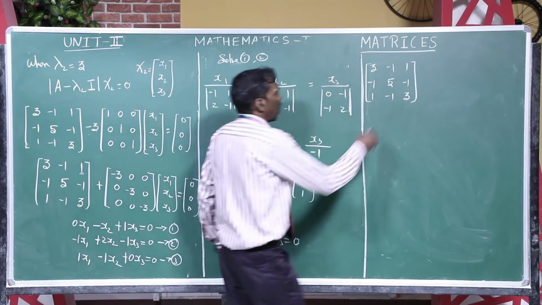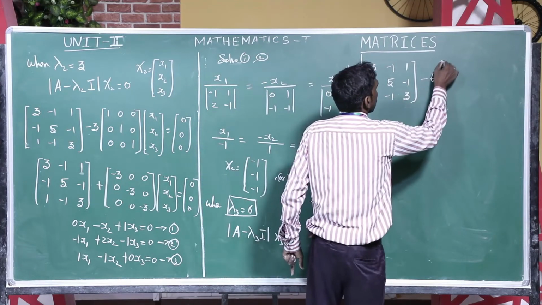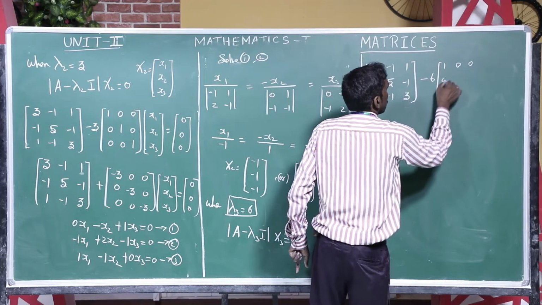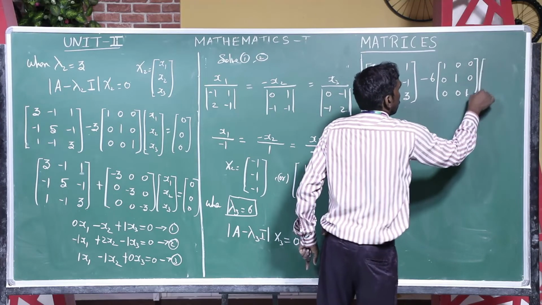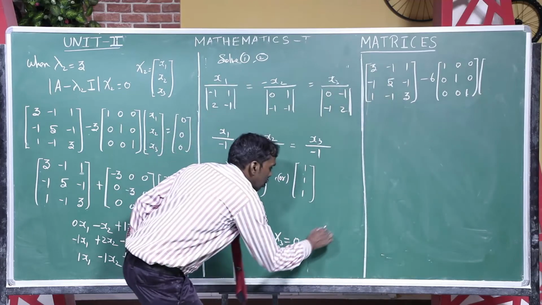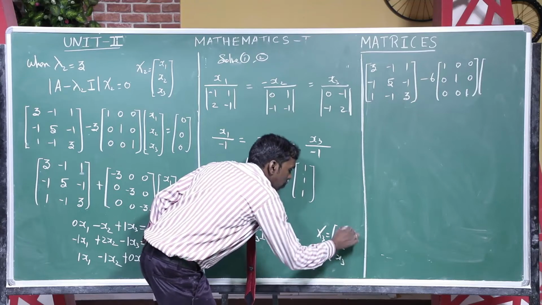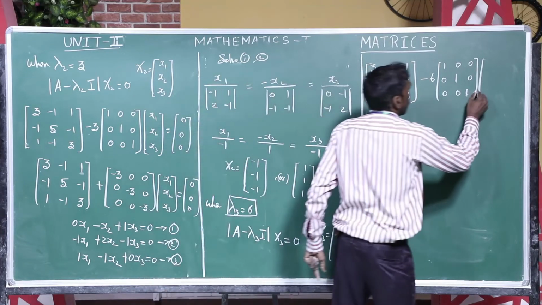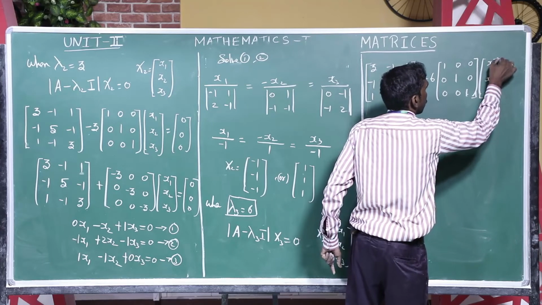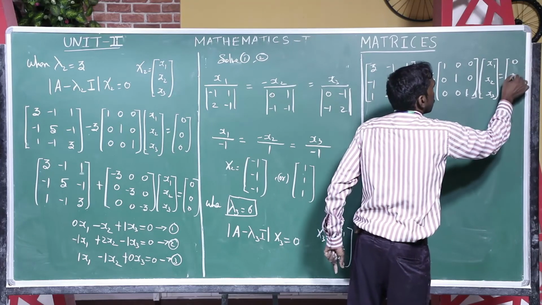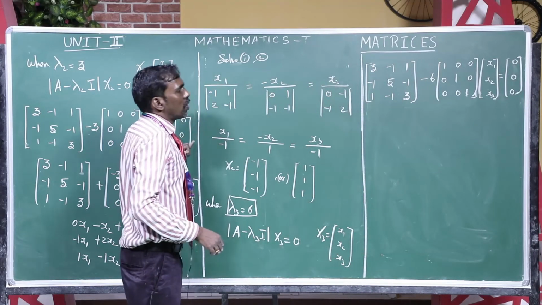Next, what about our lambda 3? Lambda 3 here is 6, so just substitute 6 times the identity: 1 0 0, 0 1 0, 0 0 1. Then put x3. What about your x3 vector? Here x3 will be small x1, small x2, small x3, like that. Just substitute here x1, x2, x3 equals 0, 0, 0. Okay, we form the equation. Similarly, same method.